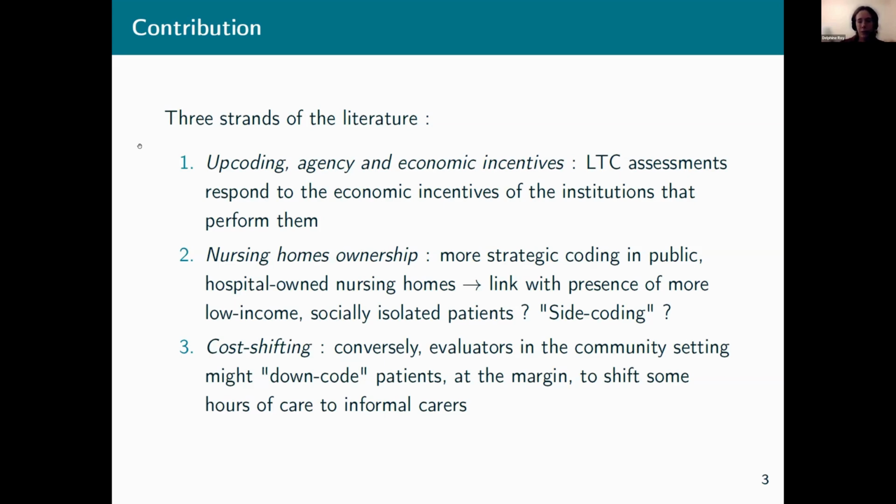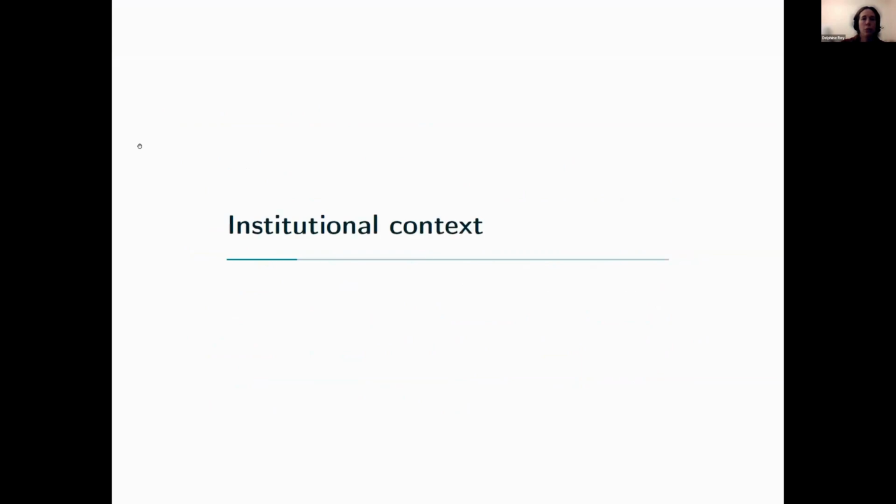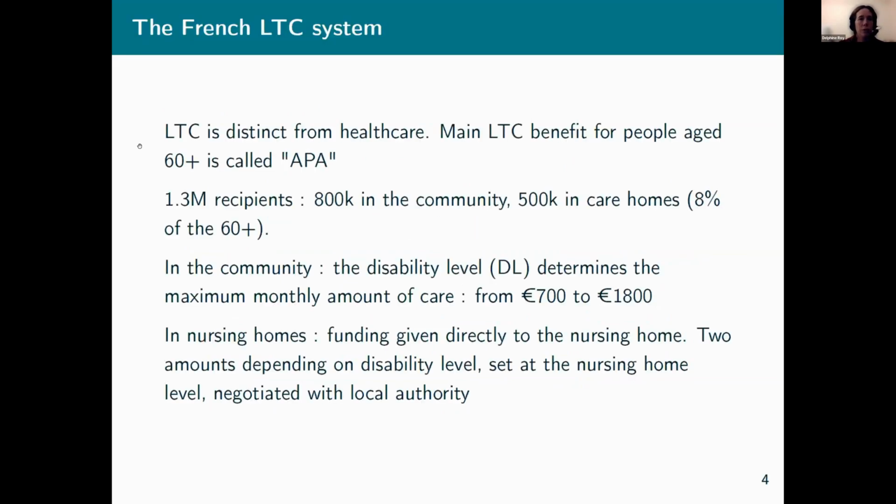And finally, it also says things about cost shifting, because at home, where the evaluator is also the one paying for the benefit, on the contrary, it seems that the local authorities are downcoding patients at the margin to shift some of the costs towards informal carers. So the context, I will not dwell on this.